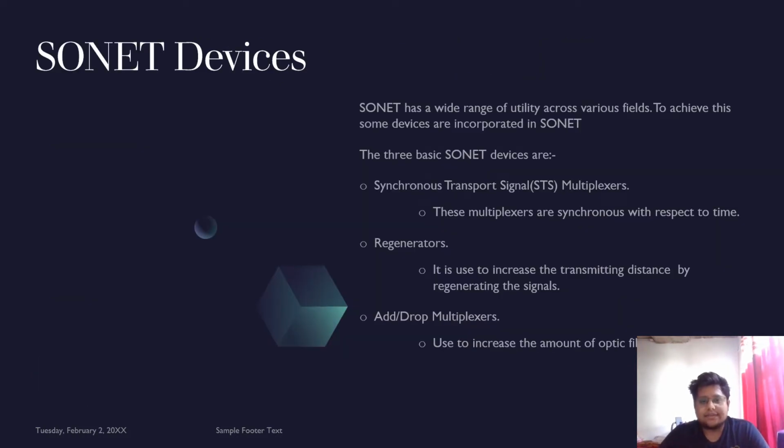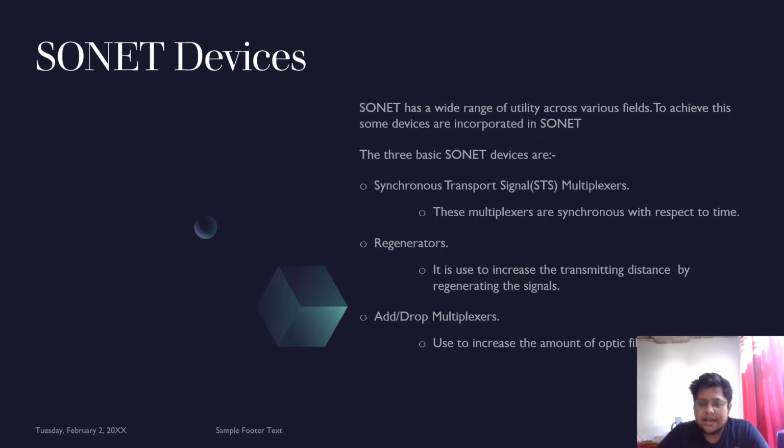Now, SONET devices. The SONET technology functions on three main devices. These are as follows: synchronous transport signal, or in short STS, multiplexers. These multiplexers are synchronous with respect to time, i.e. this means that the time in each frame remains constant. It revolves around the same frequency. That means each data frame will have the same amount of time required to transfer it from one place to another. That means each data frame has the same amount of data required to transfer from A to B.